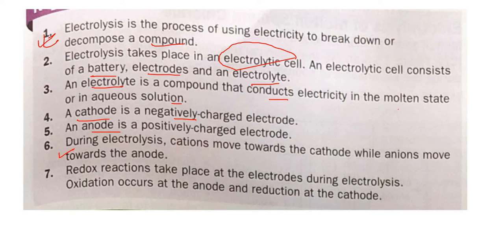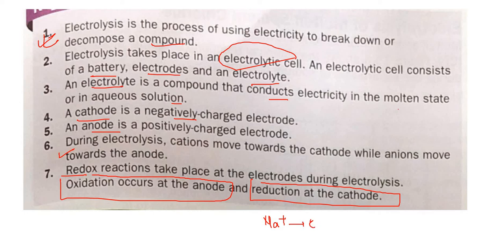So this is basically a total redox reaction that takes place at the electrodes during electrolysis, where oxidation occurs at the anode. Very important point: oxidation occurs at the anode, and reduction happens at the cathode. Whenever you have doubt, you always write something, okay, that the cation will go to the cathode and discharge. It means the cation, sodium ion, will become sodium metal, and this is called reduction. So this is how you can link this process.